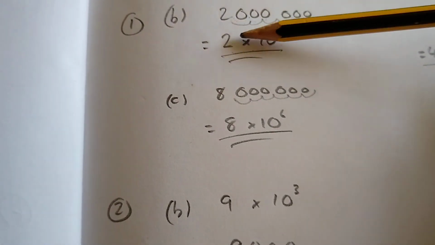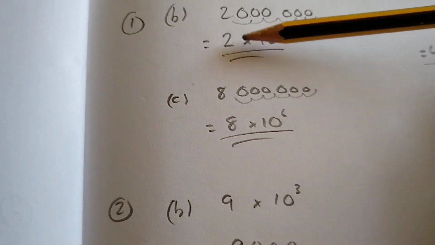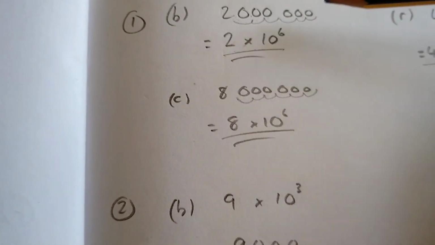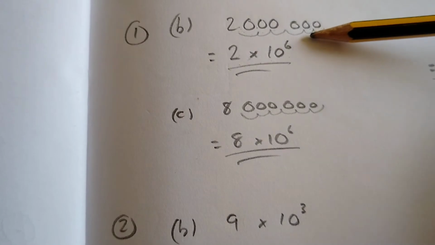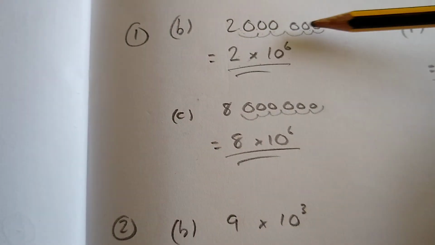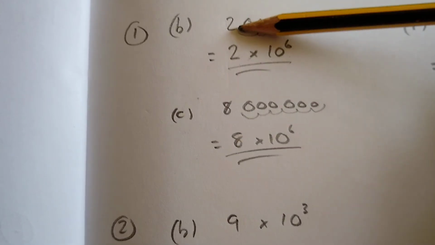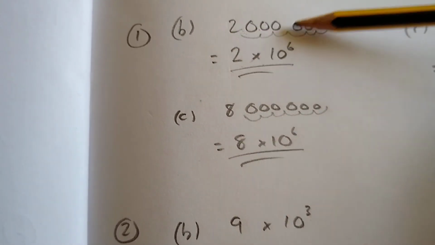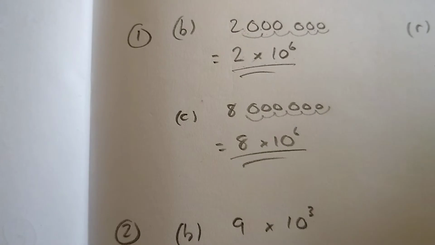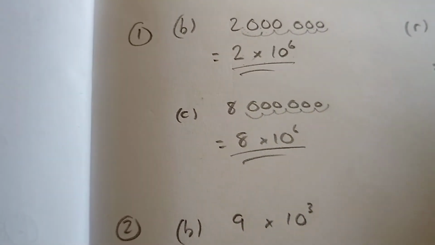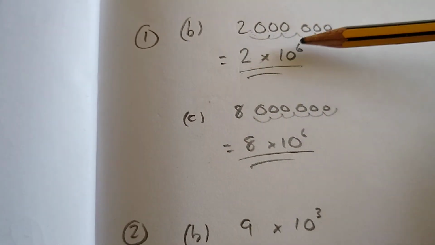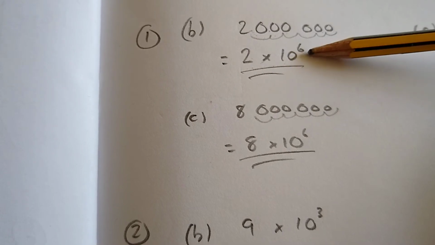So how do we find out what this first number is? Well, remember it needs to be between 1 and 10, so we're basically thinking where would I put a decimal point in the number 2 million to make it between 1 and 10? Well, I put it straight after the 2. 2.000000 is definitely between 1 and 10. And then we need to find out where this power of 10 comes from.